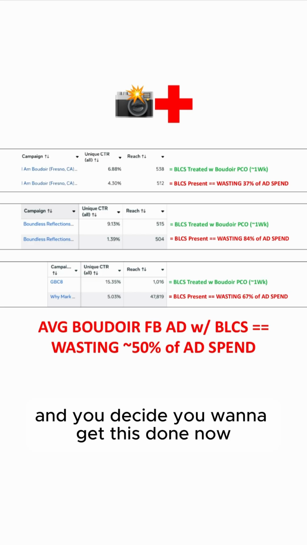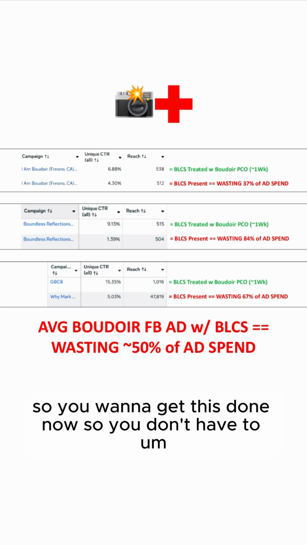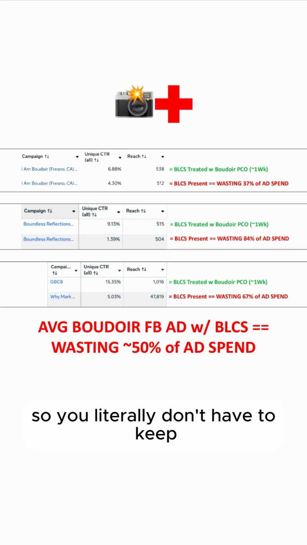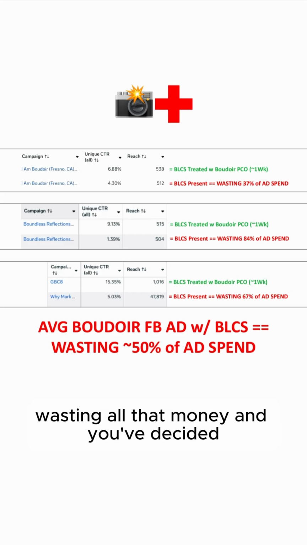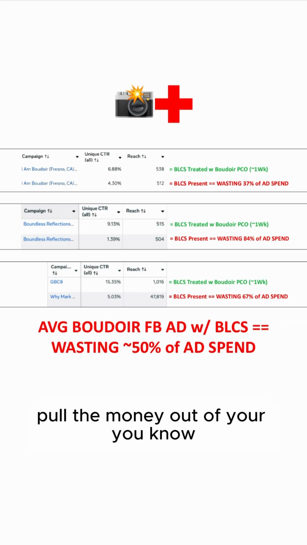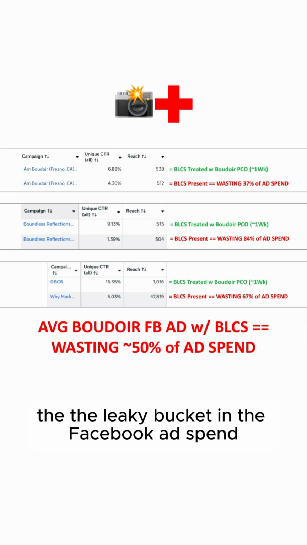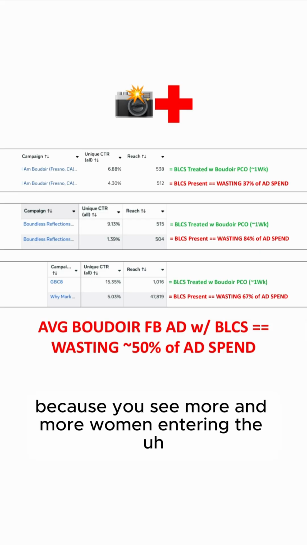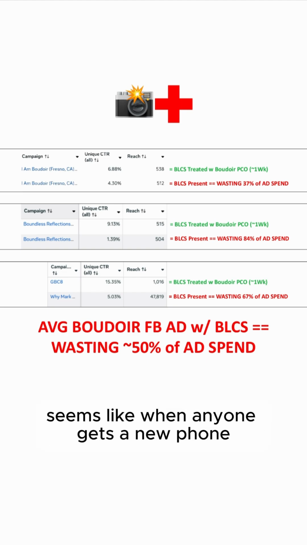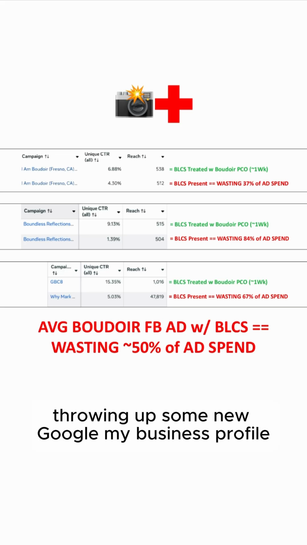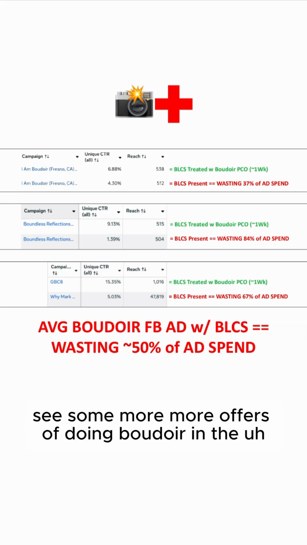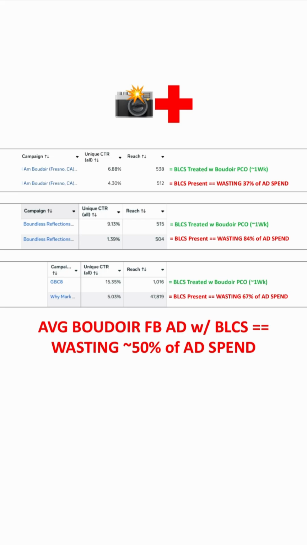And you decide you want to get this done now, so you literally don't have to keep wasting all that money. And you've decided you want to optimize this part of your business now, pull the money out of the leaky bucket in the Facebook ad spend, because you see more and more women entering the market as boudoir photographers every day. Seems like when anyone gets a new phone, throwing up some new Google My Business profile, or when anyone gets a new camera, see some more offers of doing boudoir in the mom Facebook groups.